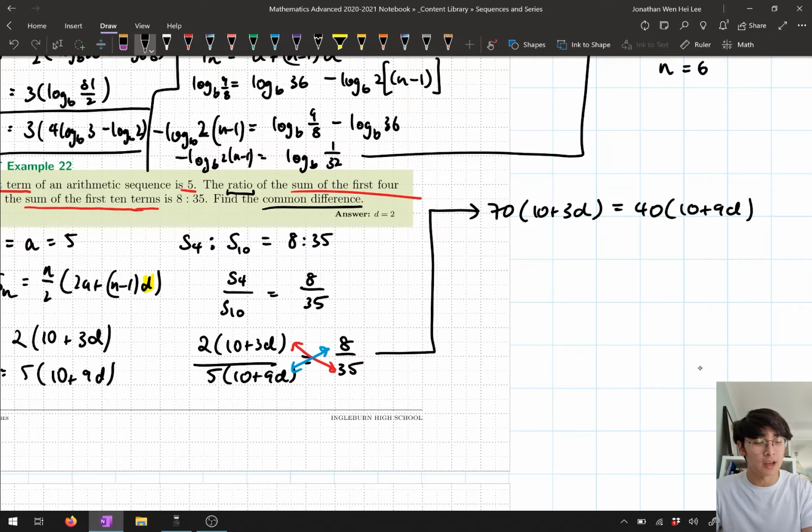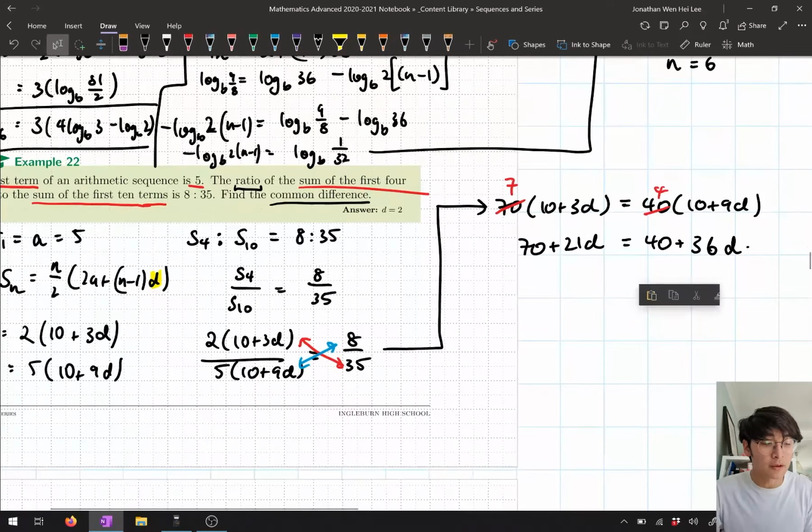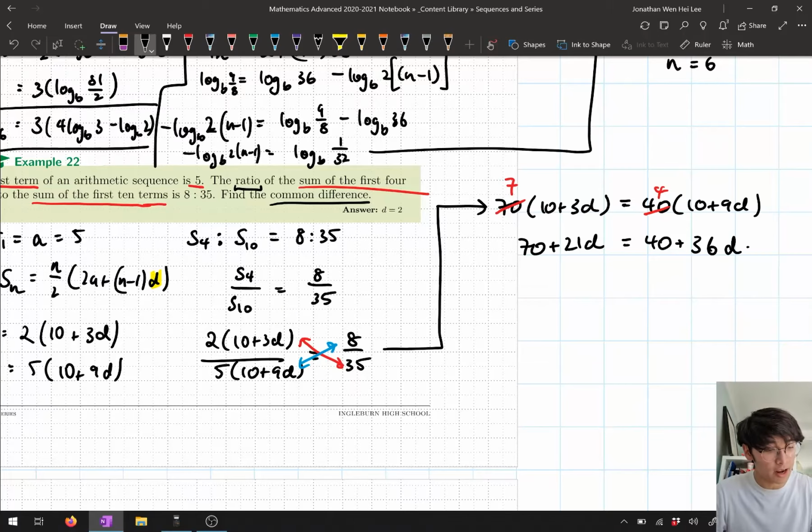Now, both of them have this 70 and 40, so we can cancel out a 10 from both of them. And so I'm left with, on the left-hand side, when I expand this, 70 plus 21d is equal to 40 plus 36d. And so here we can start to solve this. I'm going to move all my d's to the right-hand side. So here I get 15d is equal to 30. And so therefore, the difference is equal to 2.